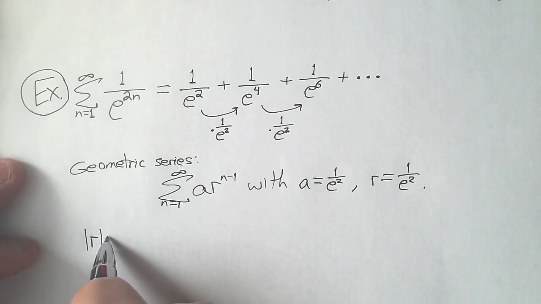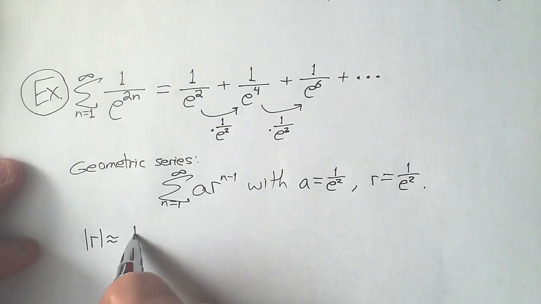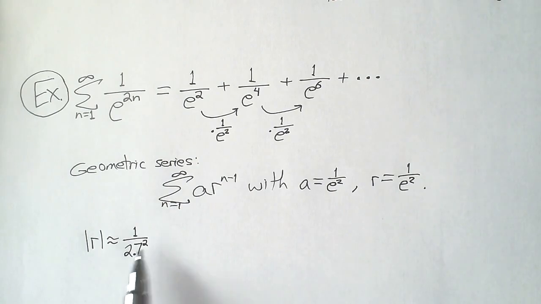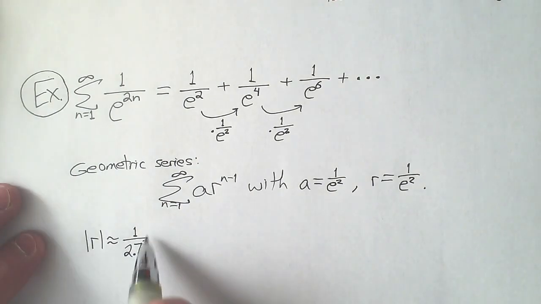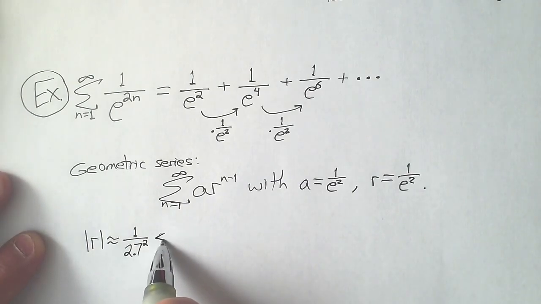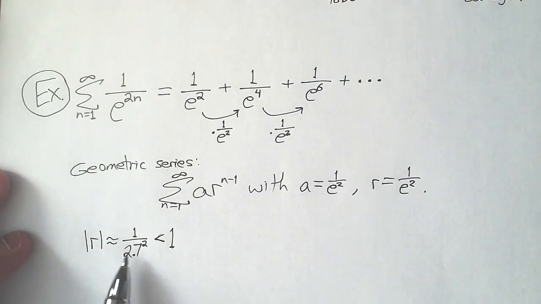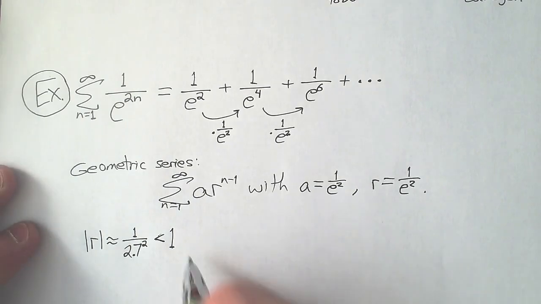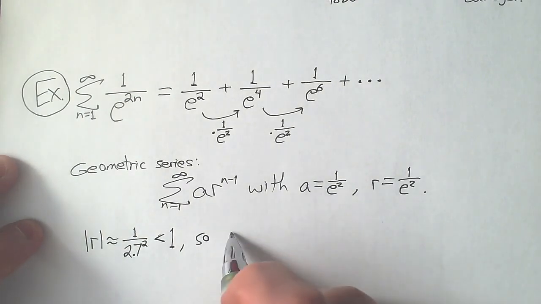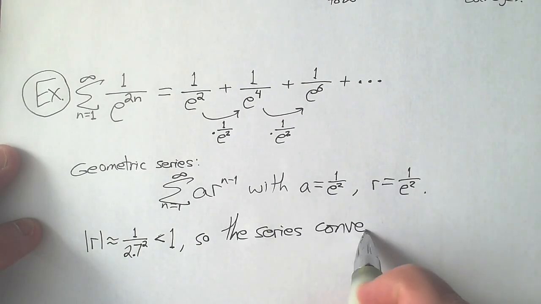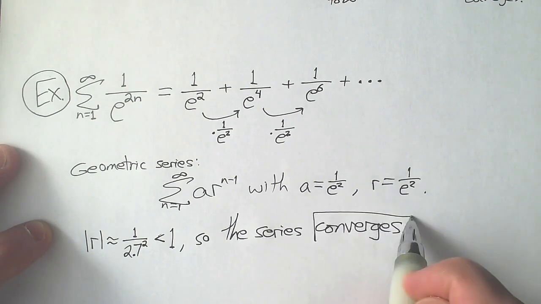Well, let me write it this way. It's approximately equal to 1 over 2.7 squared. You don't have to know exactly what e is, but you should know that it's in that neighborhood. Whatever this decimal is, I can tell that it's less than 1. That's all I need to know. Is it less than 1 or not? Yeah, this is less than 1. So the series converges. I'll put a box around that.